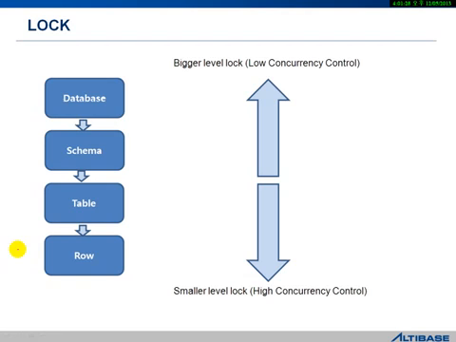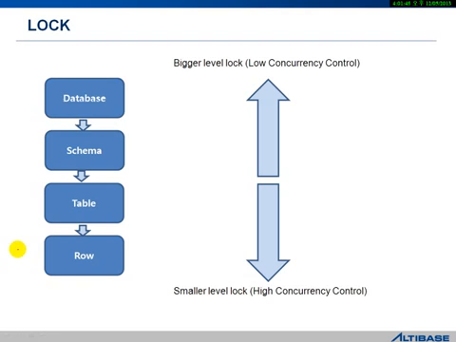For example, the table level lock deals with the entire table. So even though another transaction is modifying a different record of the same table, that transaction has to wait because the lock is granted on the entire table. Whereas a smaller level of lock, such as the row level lock, only deals with the record.